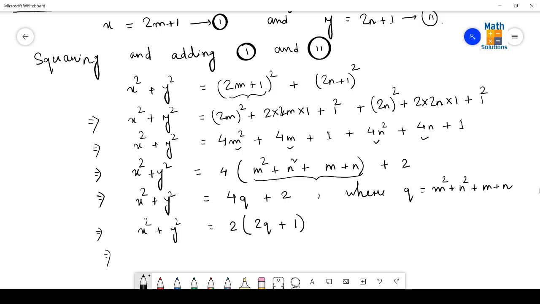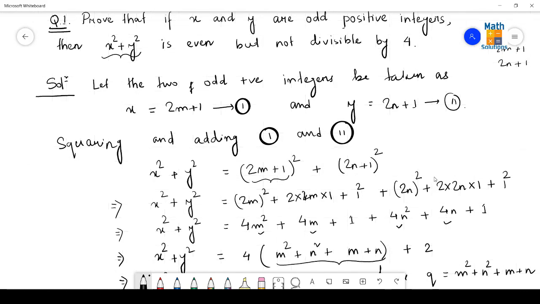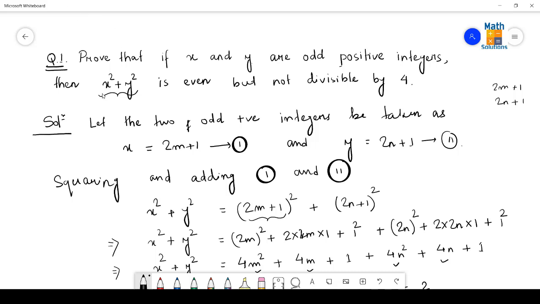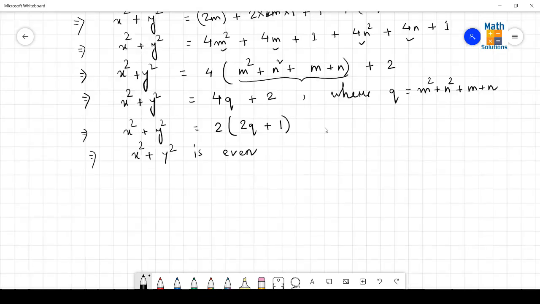Therefore, what can we conclude? I can conclude in this way that x square plus y square is even. So the first part is already proved. In the first part of the question we had to show that x square plus y square is even, and that part we have already proved. Now coming to the later part, we have to show that the quantity which we get for x square plus y square is not divisible by 4. So let us check that part next.